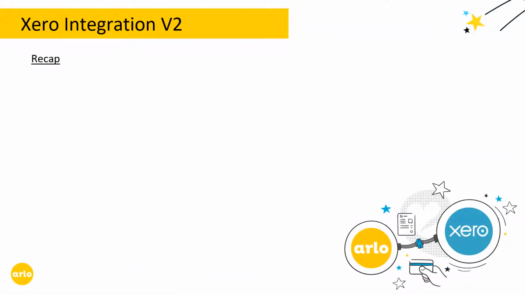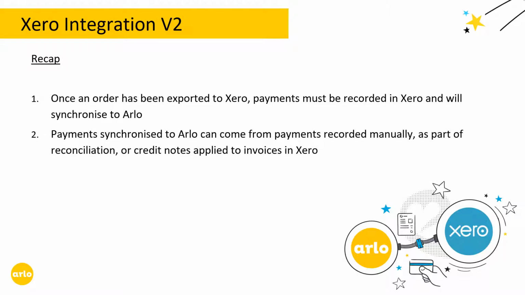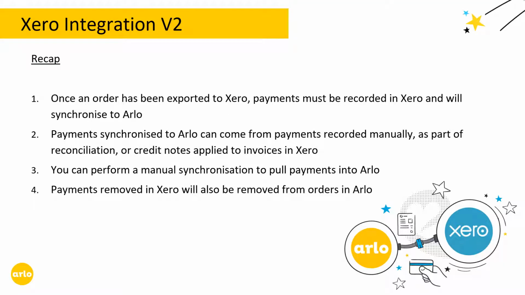So just to recap quickly on what we've covered about adding and removing payments, once an order has been exported to Xero, payments must be recorded in Xero and will synchronize to Arlo. Payments synchronized to Arlo can come from payments recorded manually as part of reconciliation or credit notes applied to invoices inside of Xero. You can perform a manual synchronization to pull payments into Arlo if you need them to appear any sooner, and payments removed in Xero will also be removed from orders inside of Arlo.